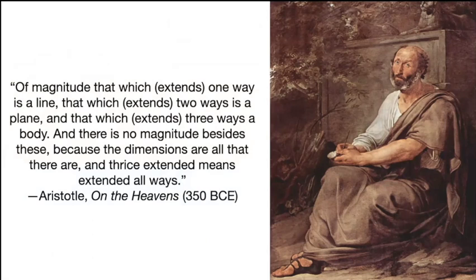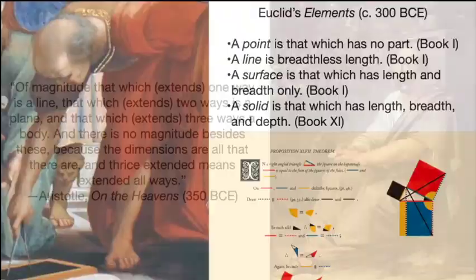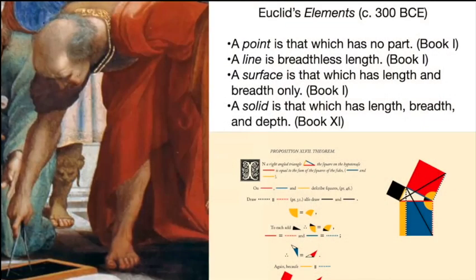A little later, Euclid wrote The Elements around 300 BCE, and he defined a point as that which hath no part. A line is a breadthless length. A surface is that which has length and breadth only, and a solid is that which has length, breadth, and depth. So, you know, as far as 2,500 years ago, people had the idea of dimension.